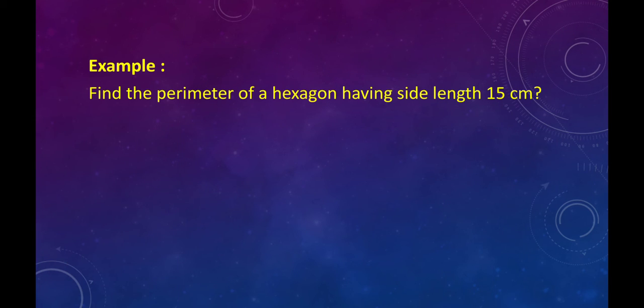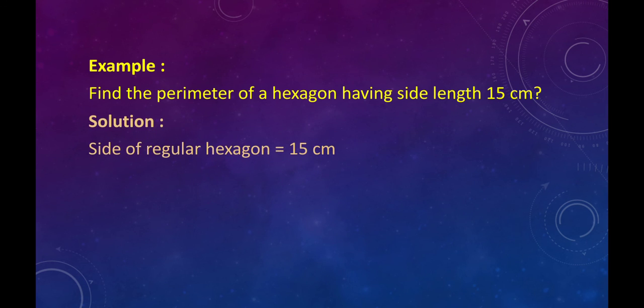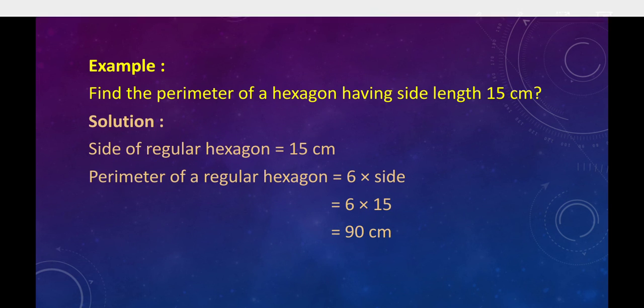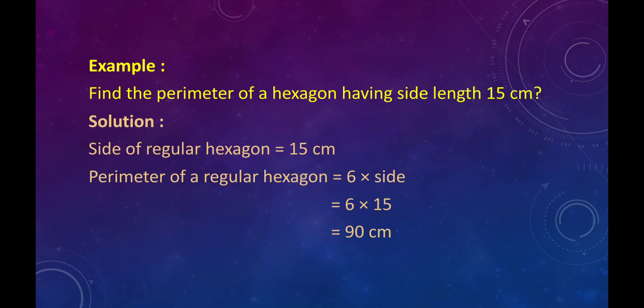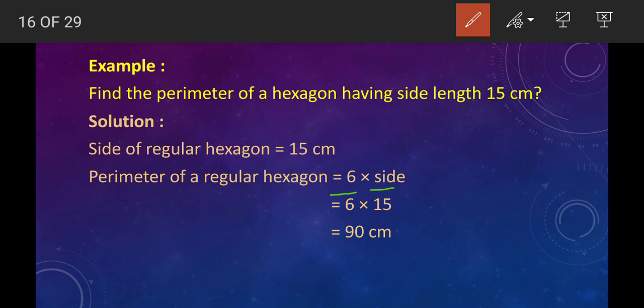Here is an example. Find the perimeter of a hexagon having a side length of 15 centimeters. So come to the solution. Side of the regular hexagon equals 15 centimeters. So perimeter of a regular hexagon equals 6 multiplied by side, here the side is 15, 6 multiplied by 15, that equals 90.